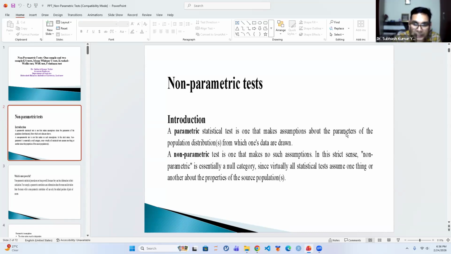So a non-parametric test is one that makes no such assumptions regarding the form of the population or its parameter, that the population must be normally distributed. In this strict sense, non-parametric is essentially a null category, since virtually all statistical tests assume one thing or another about the properties of the source population. Most of the time we let the assumption that the parent population is normally distributed, and here we don't bother about the form of the distribution.